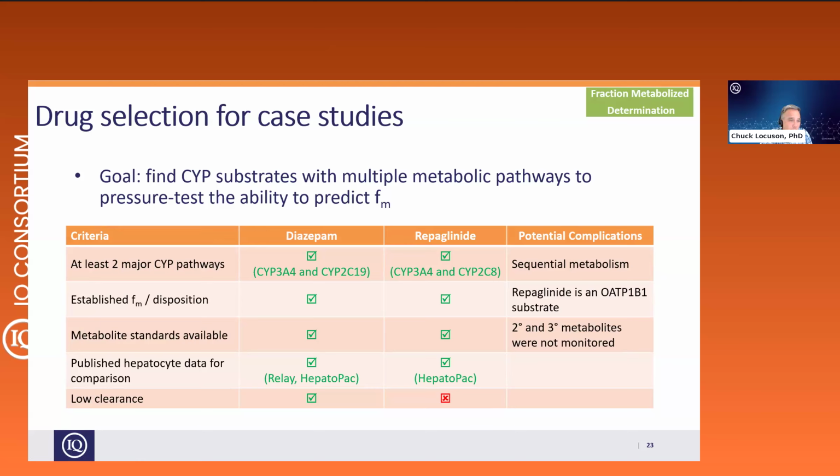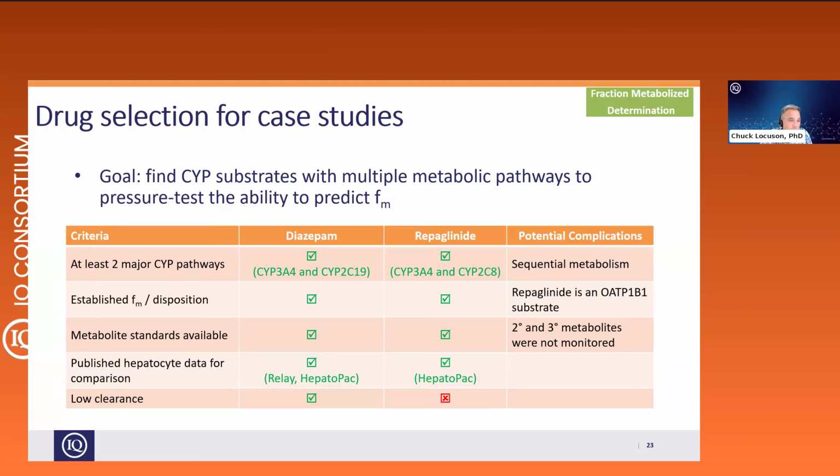Some potential complications with these 2 drugs are that they both show multiple downstream metabolites that, in these types of in vitro systems, might accumulate because they're basically closed systems. So it's something to keep in mind. Next slide.